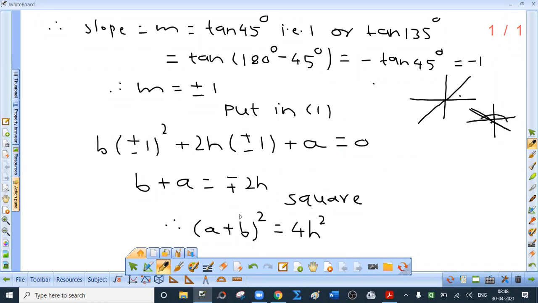a + b is the same as b + a. So square. So the square of a + b. What is the square of ±2h? 4h². So this is the required condition.